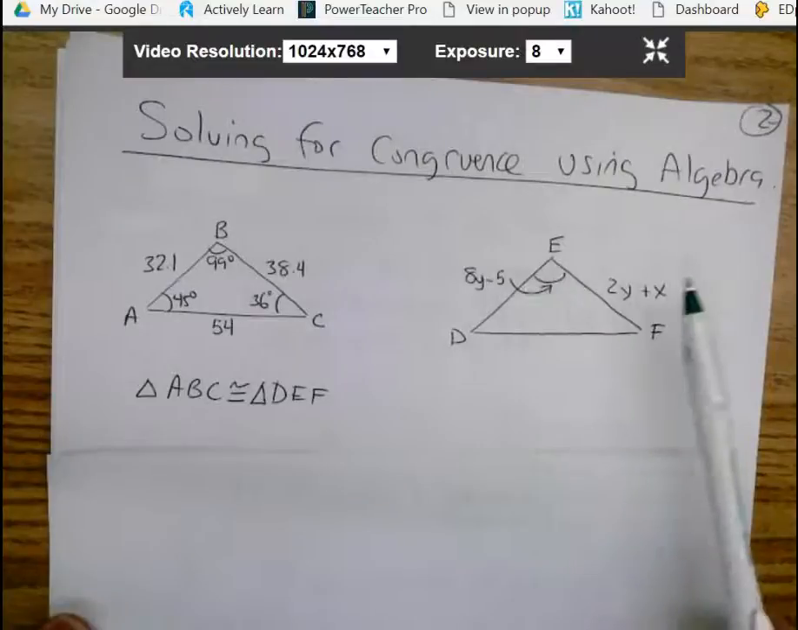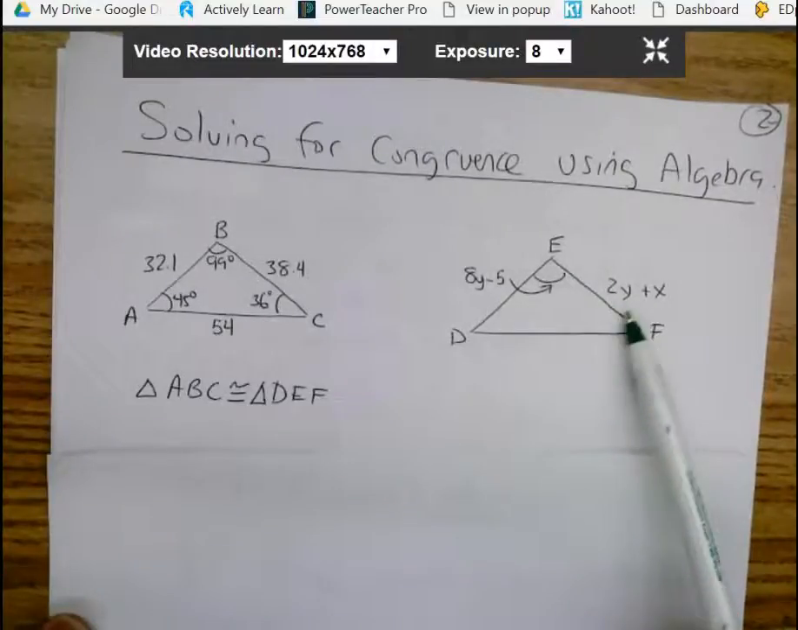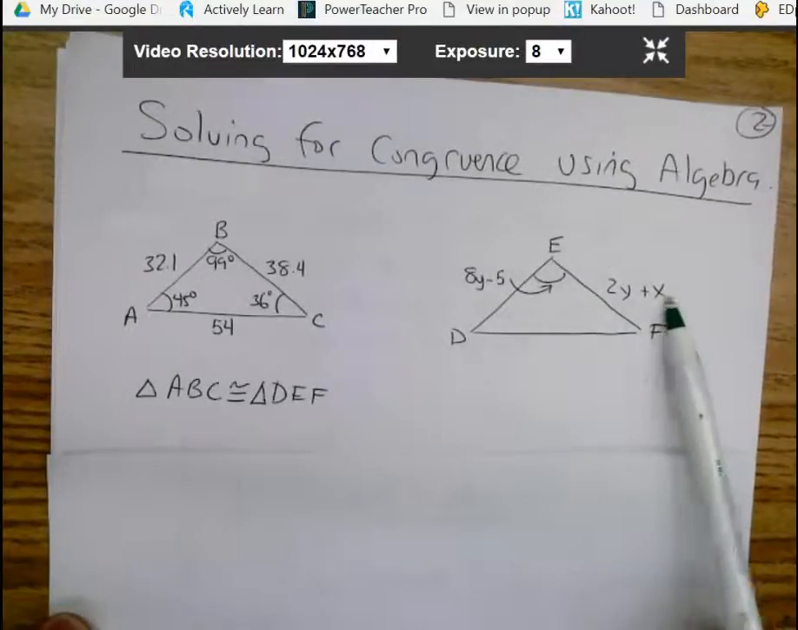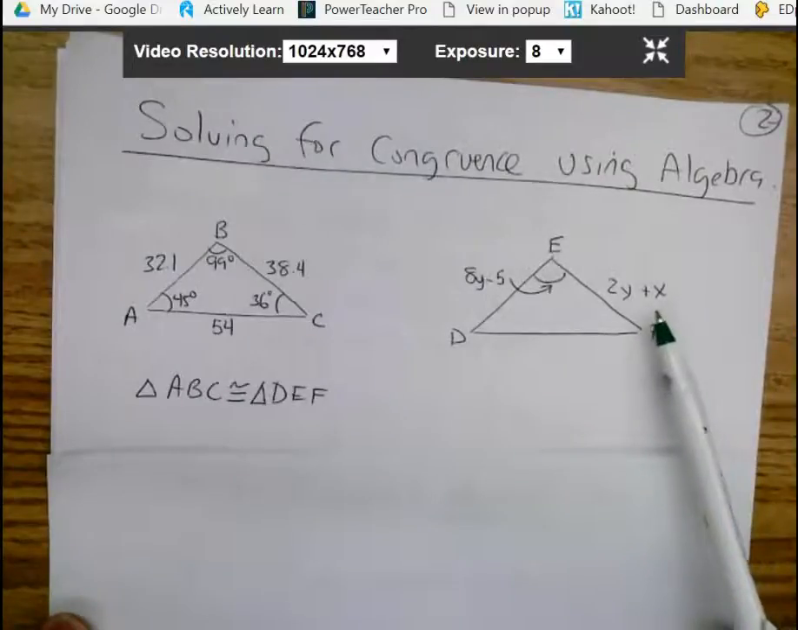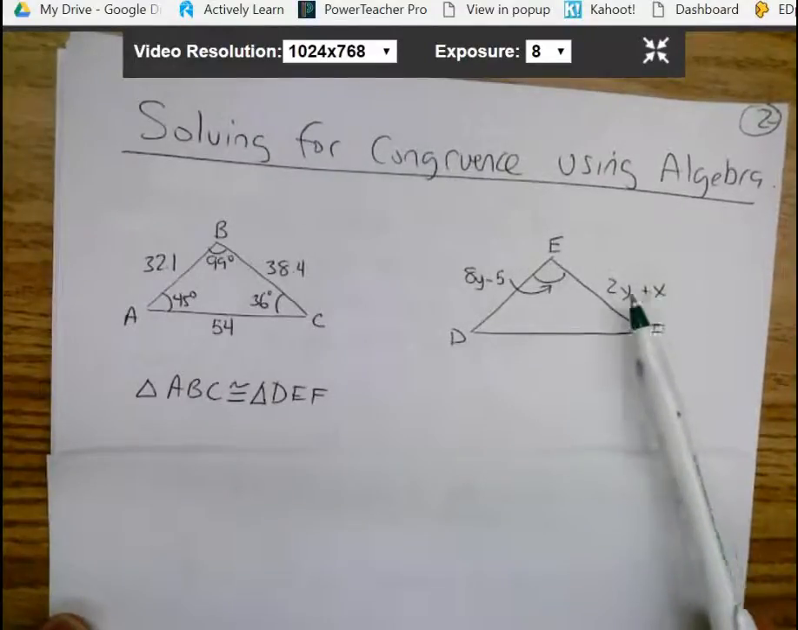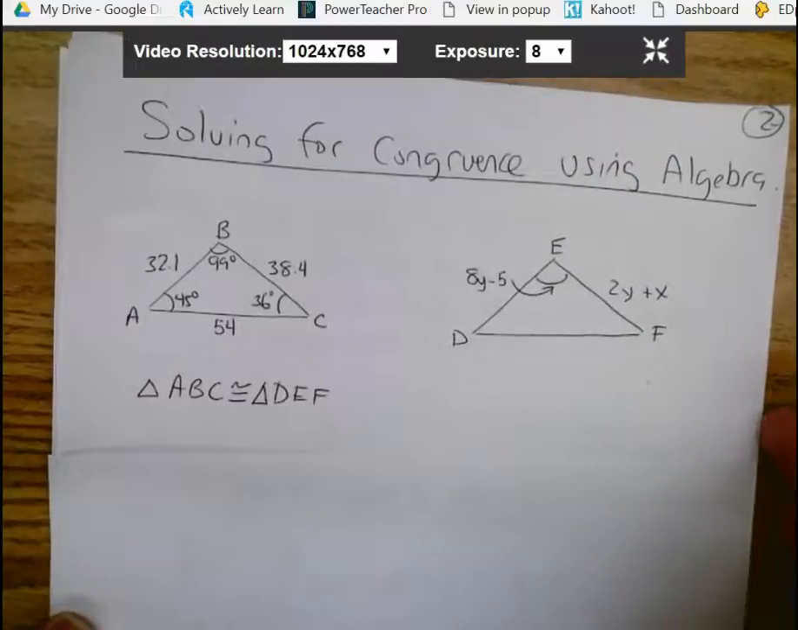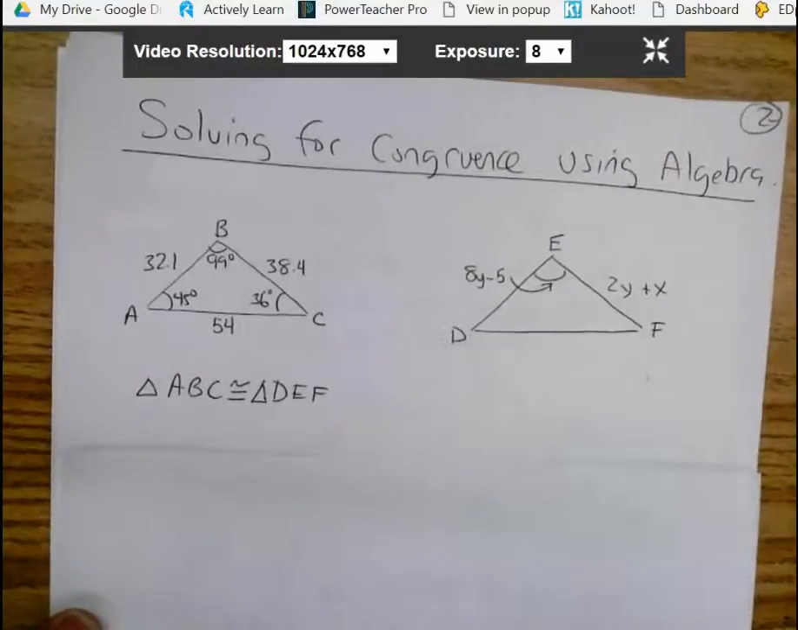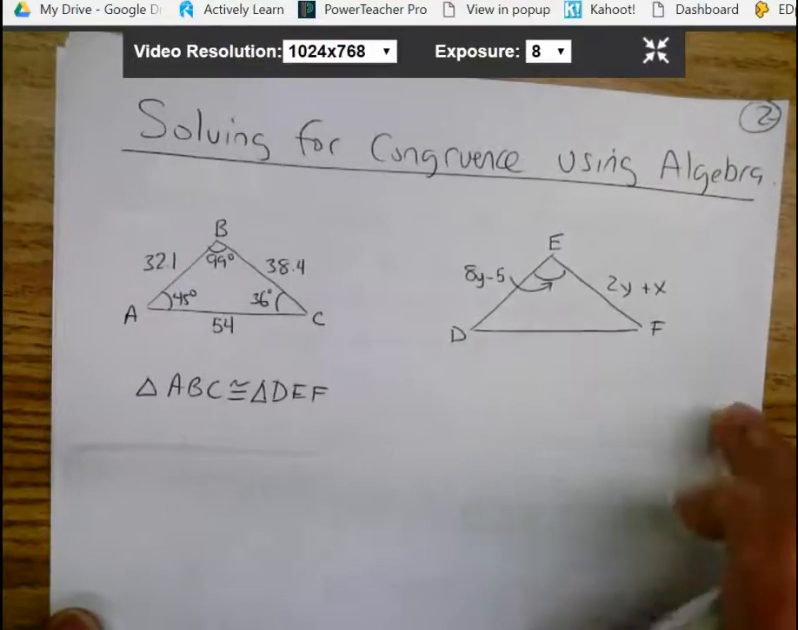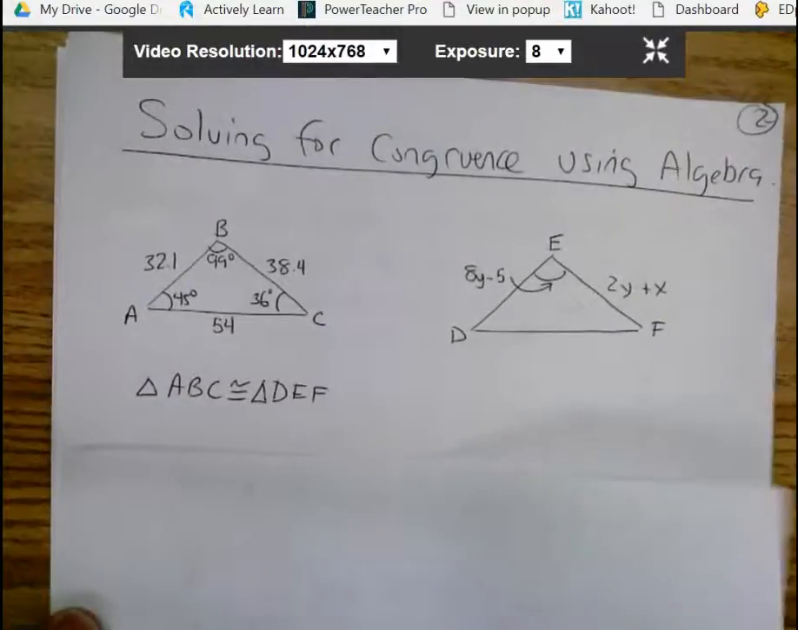Okay, and then we have over here this side is equal to 2y plus x. And we want to use algebra to solve for some unknowns and figure out what x is and what y is. This is kind of a simple example, but as we go through triangles and congruence and stuff, we'll take it to the next level as we proceed.